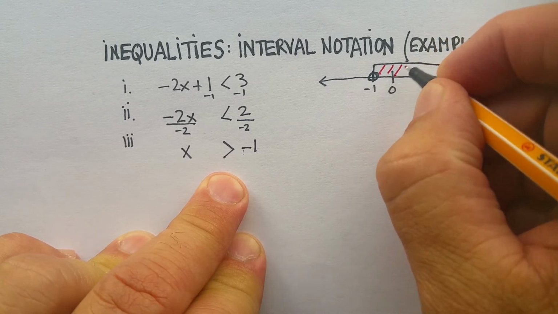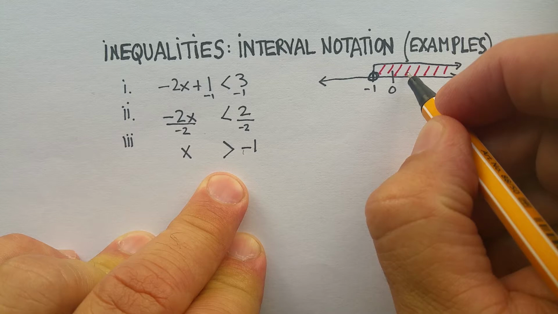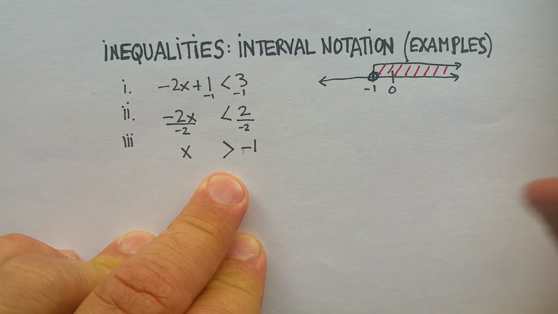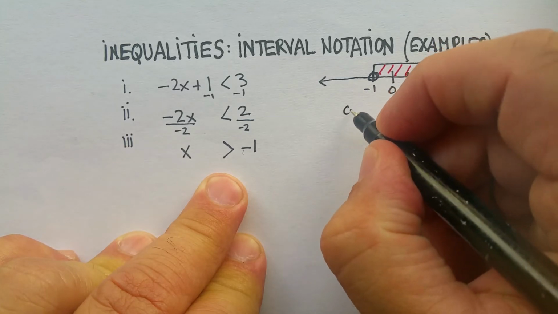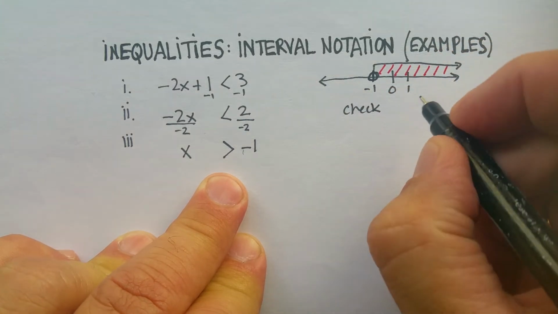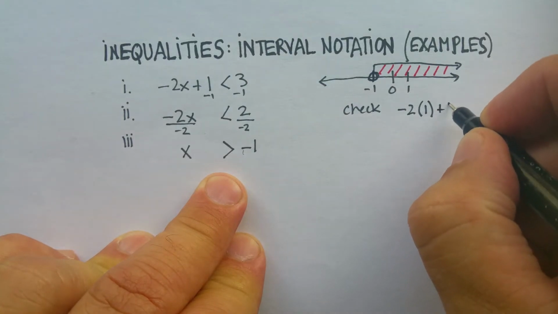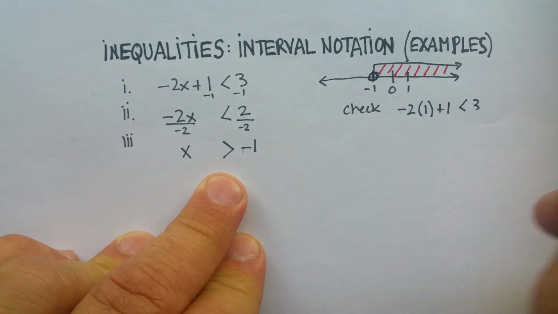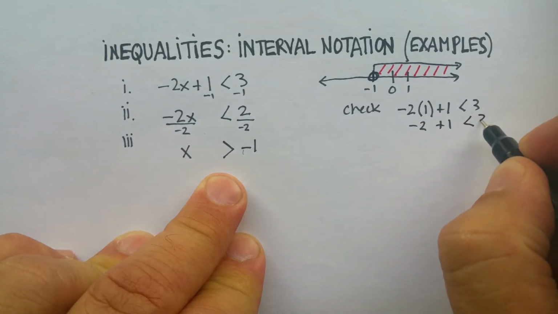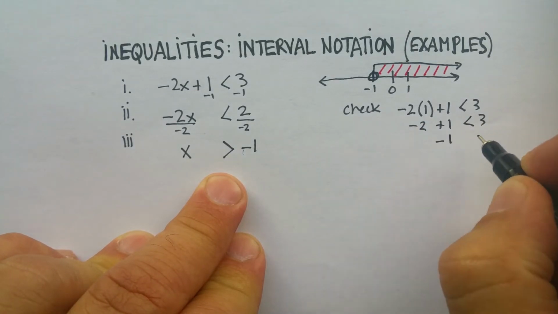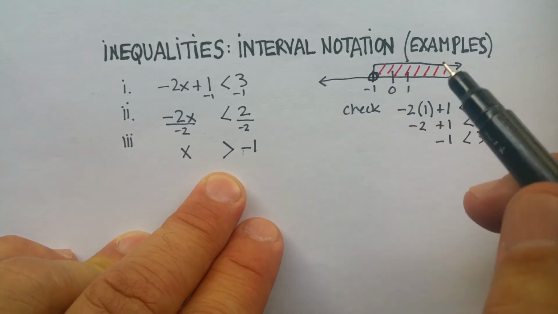And if we wanted to make sure that this was correct, we would just take a test point. Let's just choose any point here. Let's just choose like positive 1. Okay, and let's just insert it here. So we'll check it. We'll go negative 2 times positive 1 plus 1 should be less than 3. Let's see if that is true. That gives us negative 2 plus 1 is less than 3. It just gives us negative 1 is less than 3. So that's a correct statement. We know that that's correct.